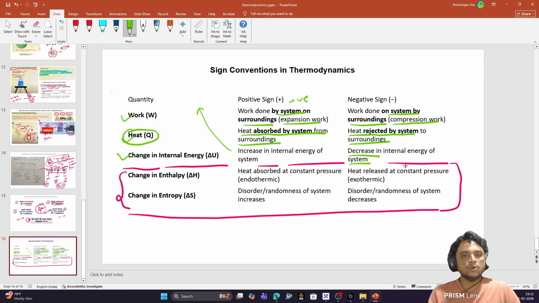I hope you understood all those sign conventions. You understood the first law of thermodynamics. You also understood the key takeaway that we took from the first law of thermodynamics.